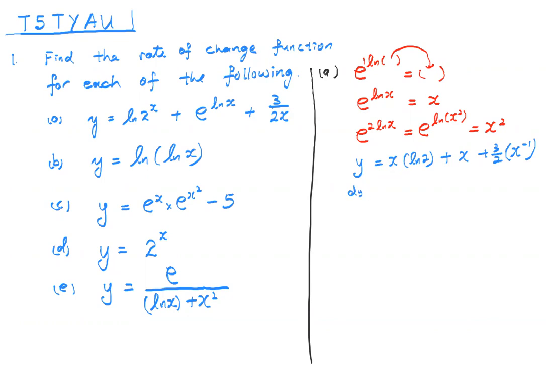So dy/dx: ln 2 is a constant, ln 2 times x, so the derivative will be ln 2. The rate of change of x will be 1. The rate of change of 3 over 2 x to the power negative 1 will be multiplied by the power, take away 1. So the whole thing will be ln 2 plus 1 take away 3 over 2x squared.